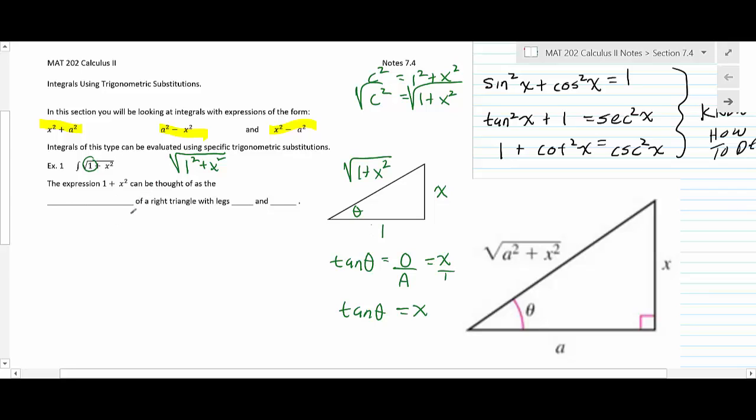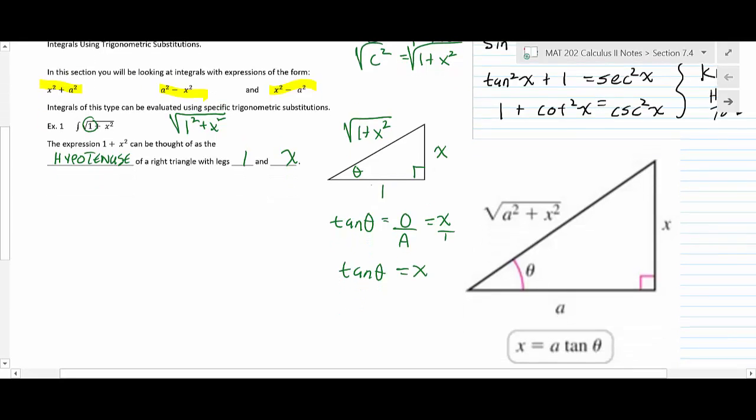All right, so one thing I wanted you to just kind of write down on this then is in this problem, 1 plus x squared can be thought of as the hypotenuse of a right triangle, and the legs are 1 and x. The legs are the two things that make the right angle like that, okay? All right, so now I'm going to show you how we do this substitution on this, and this will have a bunch of steps on it, so watch carefully.